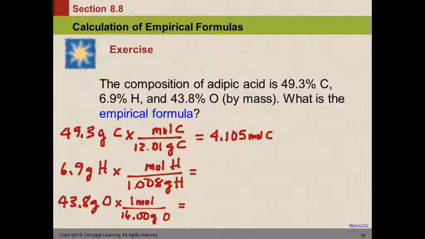Do you want us to keep an extra one? I think it's a good idea to carry extras for the empirical formulas, yeah.